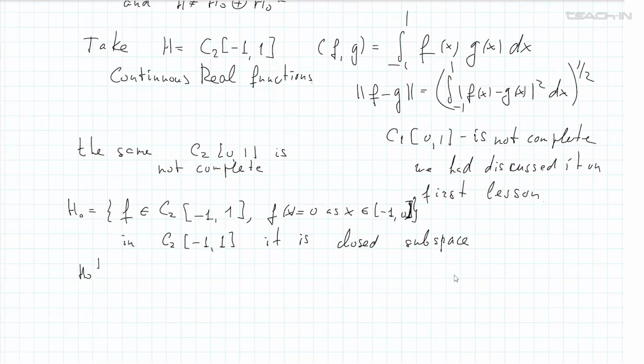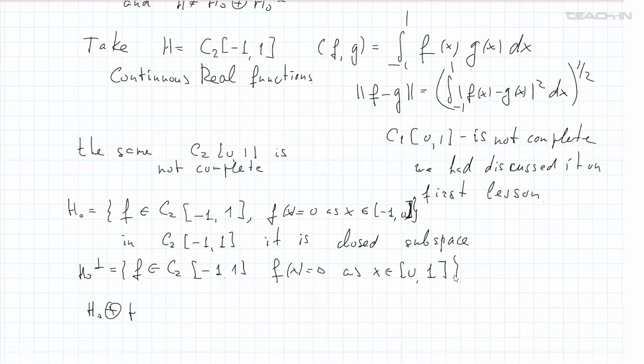But H0 orthogonal complement, for example, it's easy to check that it is a function that is 0 as x belongs to this subsegment, half of the segment. And we see that H0 plus its orthogonal complement is just functions from C2 minus 1, 1, but f at 0 equals 0. So it does not coincide with the whole space. Okay?